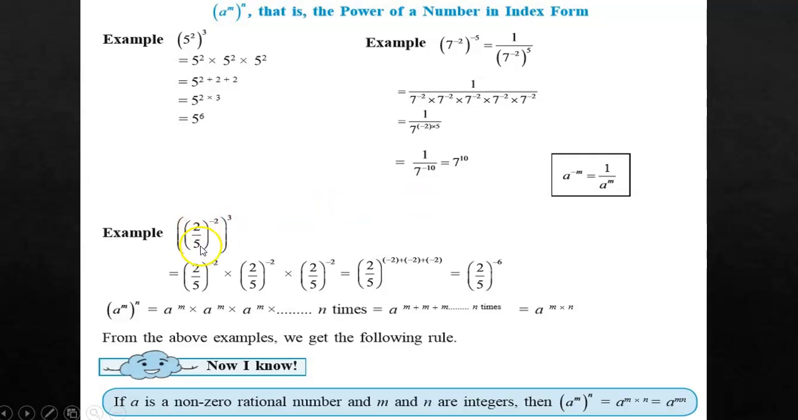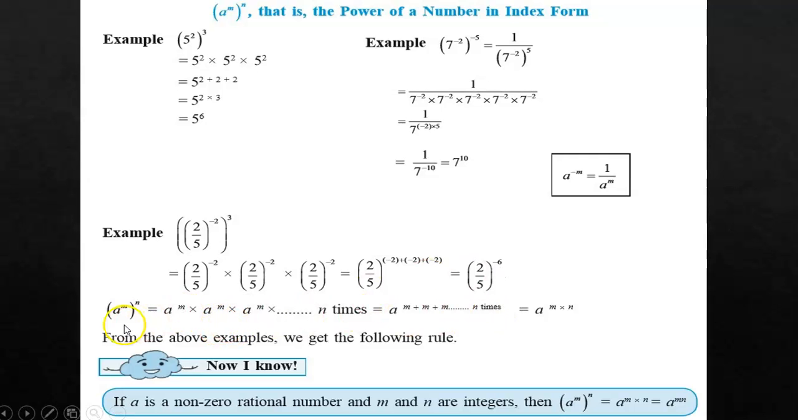Now next example, 2 upon 5, the whole raised to minus 2, this whole raised to 3. What is the meaning of this? This 2 upon 5 raised to minus 2 is multiplied how many times? Thrice. So I have 2 upon 5 raised to minus 2 into 2 upon 5 raised to minus 2 into 2 upon 5 raised to minus 2. Which means 2 upon 5 raised to minus 2 plus minus 2 plus minus 2. This is minus 2 into 3, which is minus 6.